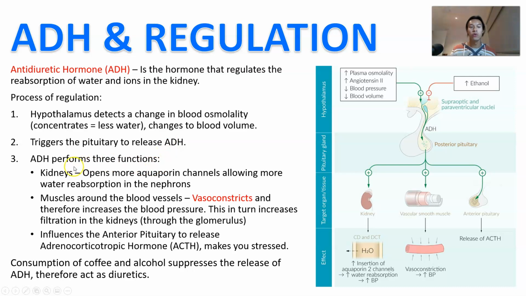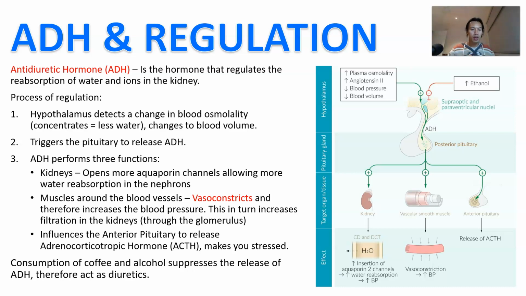The ADH is going to do a few things. Number one, it's going to travel to the kidney, and then it's going to open the aquaporin channels, allowing more reabsorption of the water in the nephrons, as we discussed earlier in the loop of Henle. And then number two, the muscles around the blood vessels are going to vasoconstrict, which means it's going to increase the blood pressure. By increasing the blood pressure, it's going to speed up the filtration process in the kidney, particularly through the glomerulus, right? So when you speed up the process, it's going to push more filtrate out. More filtrate means that you're going to be able to reabsorb more water in your blood.